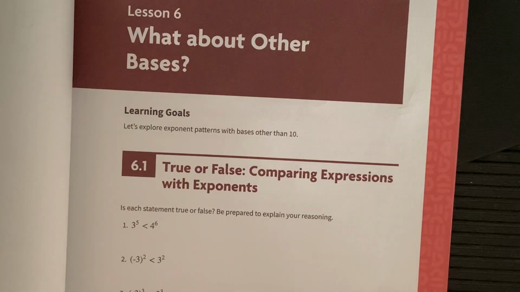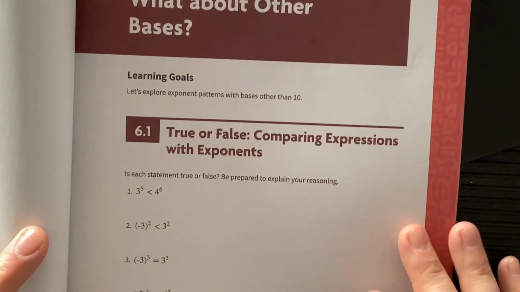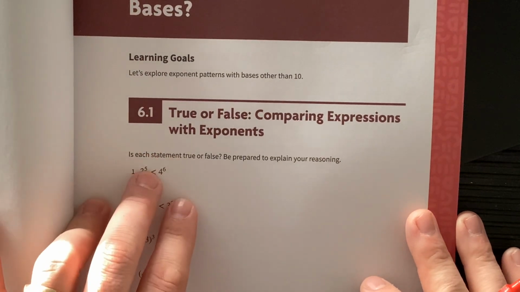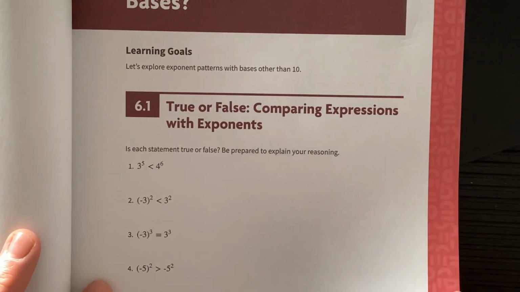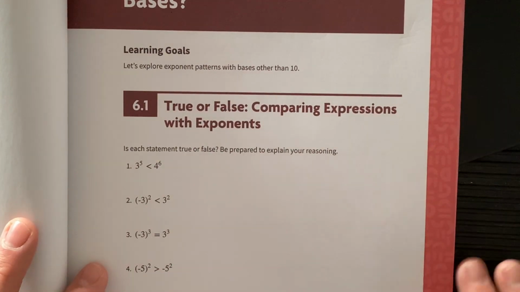So we're going to start looking now at things other than just base 10. Everything's been a power of 10, or the big number, excuse me, has been a 10. Now how about some other numbers? So do you agree with each statement, true or false?